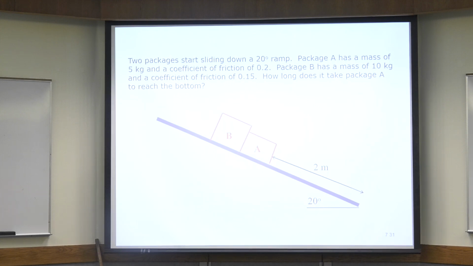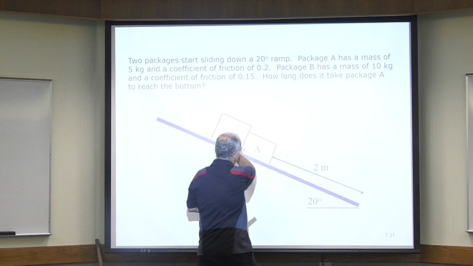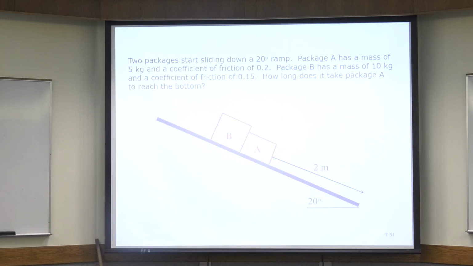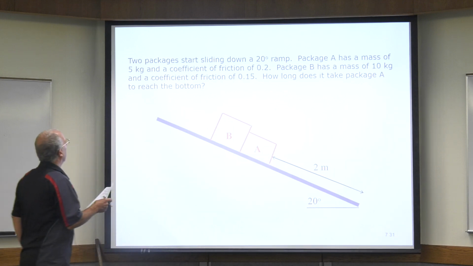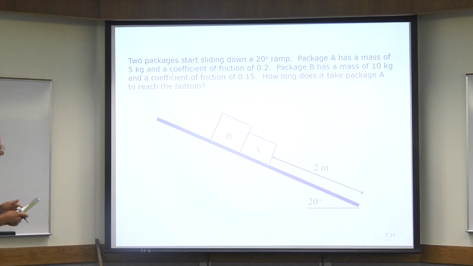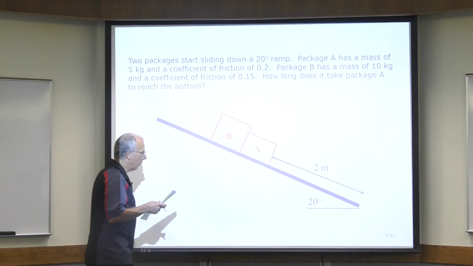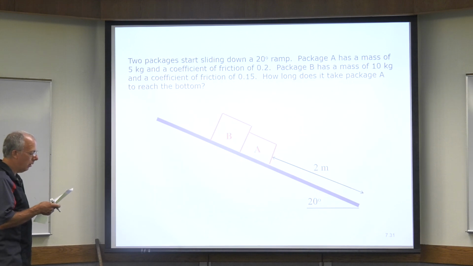So it sounds like a kinematics problem, right? Kinematics all the way. Okay, so let's do it. Which kinematic equation are we going to use? We know the distance, right? And the initial speed is 0. It says two packages start sliding down. So we know the distance, and we know the initial velocity is 0.